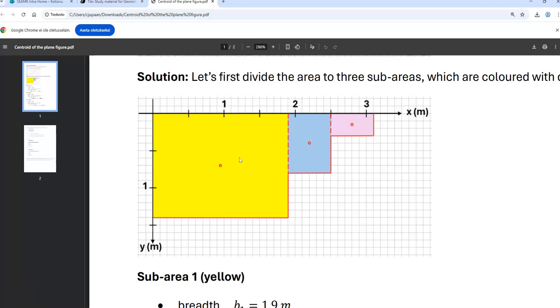Let's use some metal plate, and you cut that kind of figure from very thin metal, and then you try to hold that figure in balance in your fingertip. If you try to find the place where that plate stays in balance in your fingertip, that point would be the centroid of that figure. So it is a very nice demonstration.